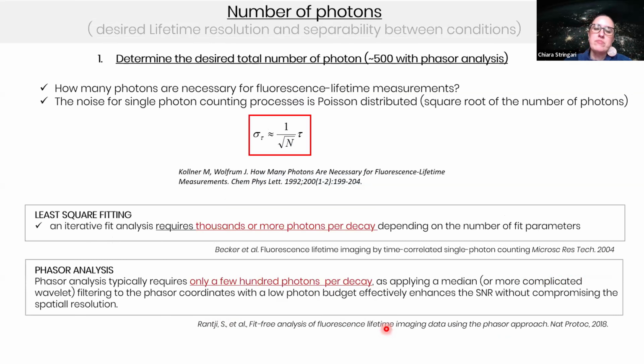Everything is clear. So if we go on the number of photons, the single photon counting process is usually Poisson distributed. So the error depends on 1 over the square root of the number of photons. And the rule of thumb is that for, let's say, a multi-exponential fit, we use like 1,000 photons, but with phasor analysis, we use fewer photons, like around a few hundred.